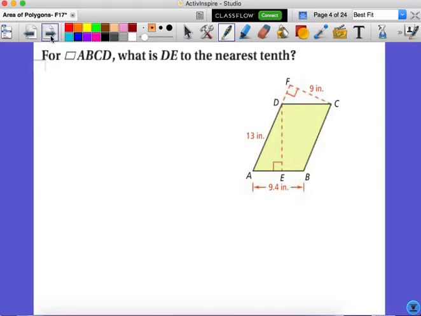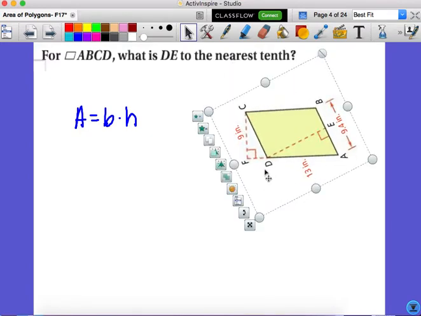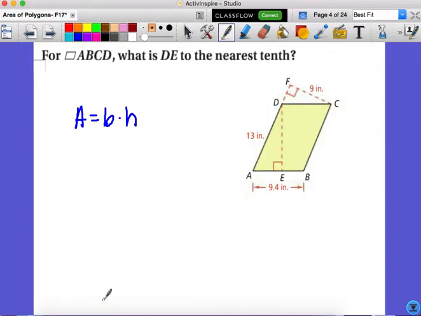For this next part here, what is DE to the nearest tenth? So what we're trying to figure out is how tall this shape is. If I think about that, my area is supposed to equal the base times the height, no matter what. So if I turn this figure around, I can look at it this way and say my base is 13 and my height is 9. So my area should be whatever I get when I do 13 times 9, which comes out to be 117.